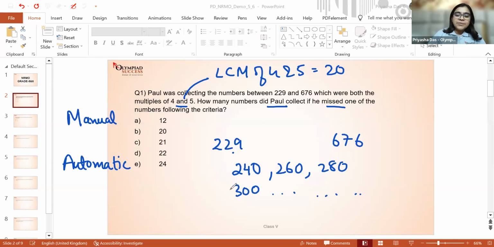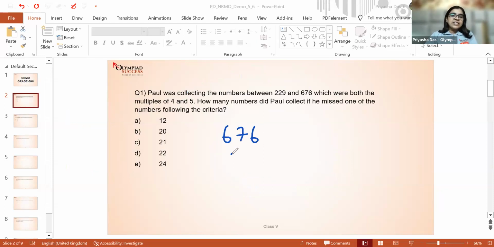So over here, what we will do is we will use a shortcut. And that shortcut is no formula, let me tell you. The shortcut is common sense. I know that 20's multiples, if I divide, okay, how many numbers are coming between 676 and 229, guys? Anyone in the chat? The difference between the two numbers?